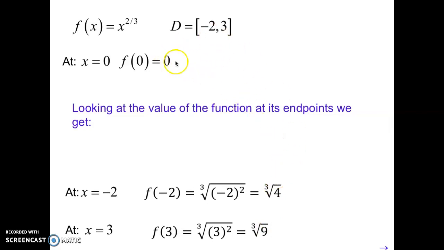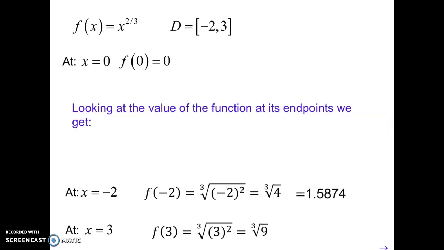Look at the three values and say which of the three values is the lowest. Well, the lowest is here at x equals 0, so this would be my global minimum. So in this function, f of x equals x to the 2/3 on the closed interval from -2 to 3, the cube root of 9 is the global maximum occurring at x equals 3, and 0 is the global minimum occurring at x equals 0. I've now found the global extremes, or the absolute extremes, of this function.